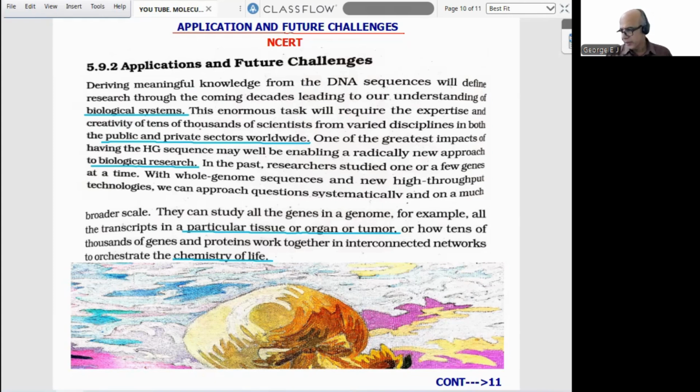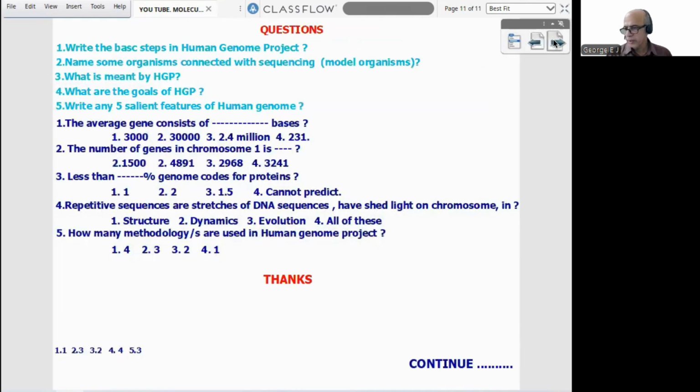Now we can find after this 5 theory questions, 5 NEET model questions with the key. Hoping that it is clear to all of you.